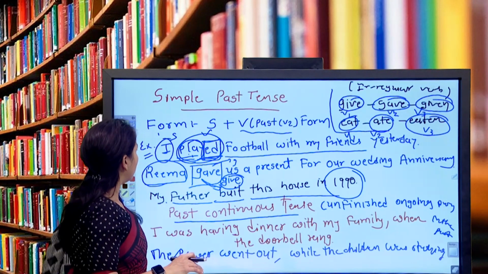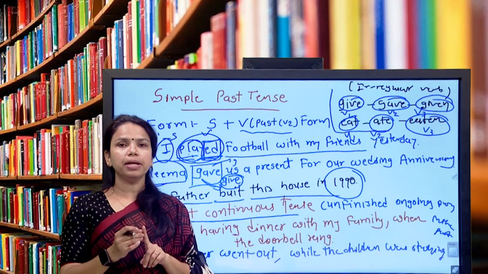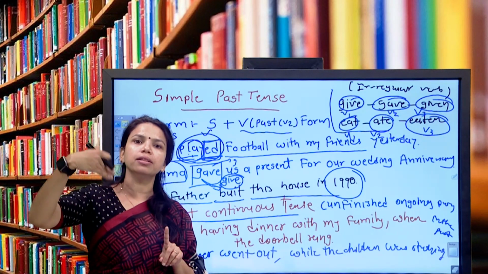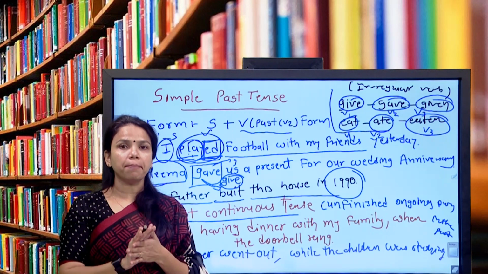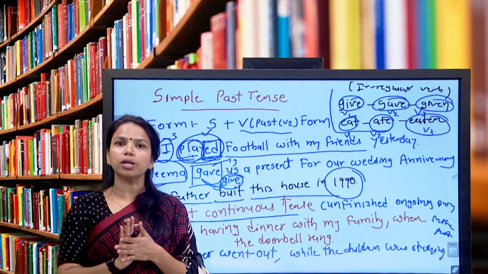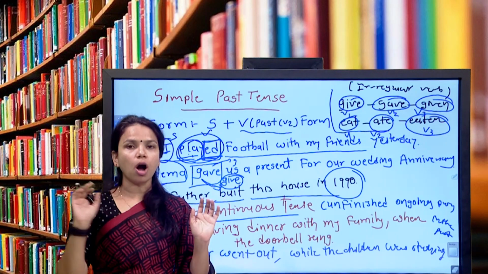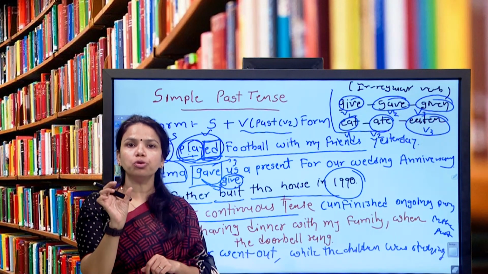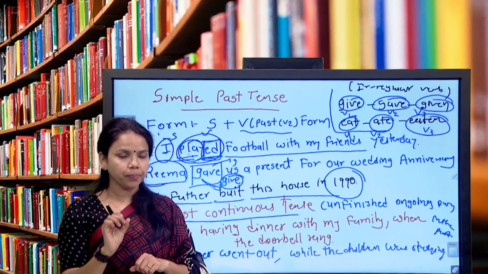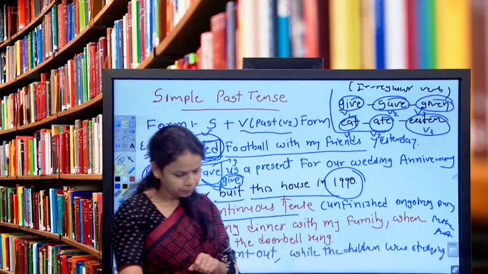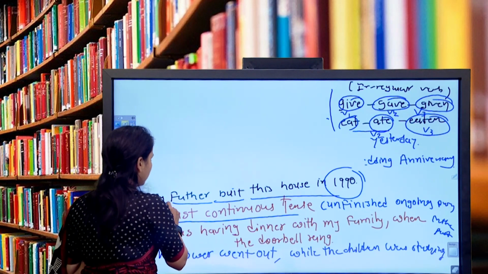Okay. So now any action, if you want to mention simply that this action happened in the past, it is called simple past tense. In Gujarati, sado bhutkal. What is the form of a simple past tense? Subject, verb, object. In the verb, we have to use the V2 form, the past tense form of the verb, right? Any question?